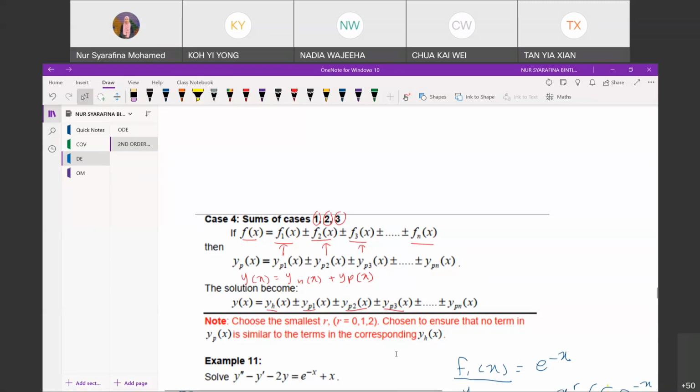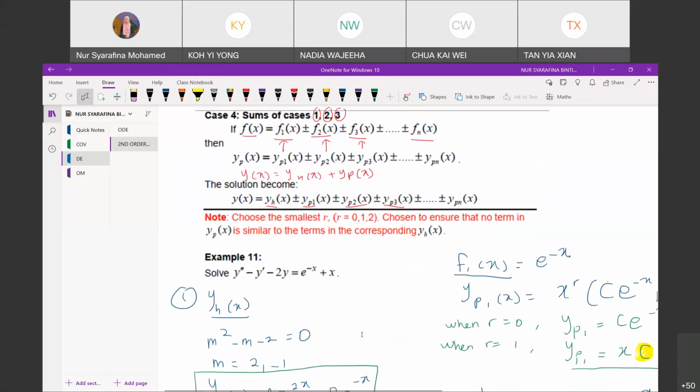Okay, so now let's take a look at this. We have y double prime minus y prime minus 2y equals e to the power of minus x plus x. So this is a combination of which cases? Okay, so case 1 plus case 2, exponent plus polynomial. So how can we find the solution? All right.